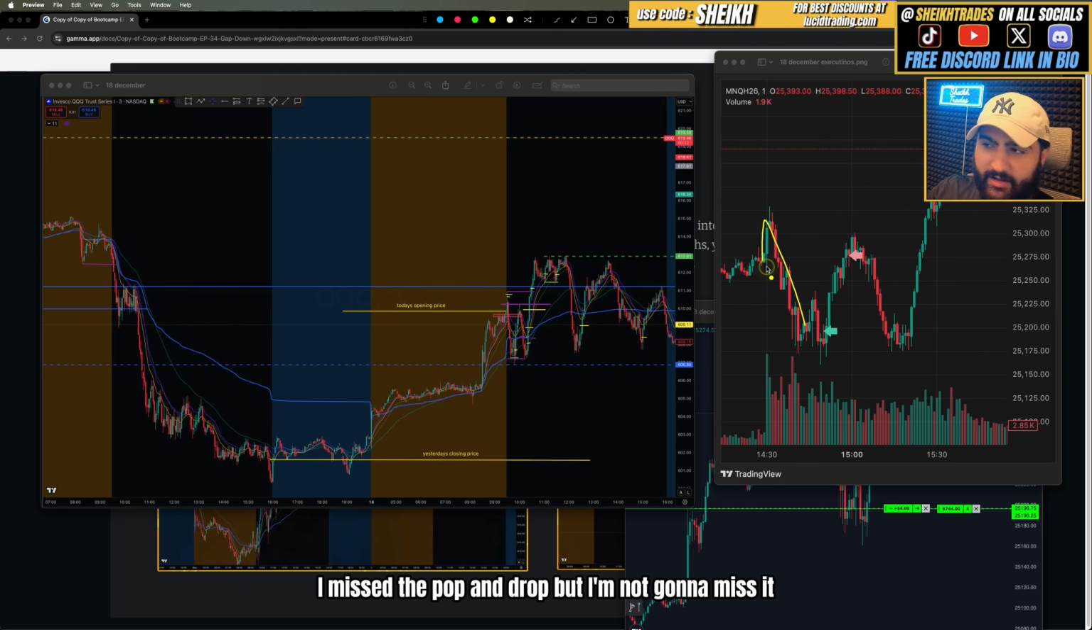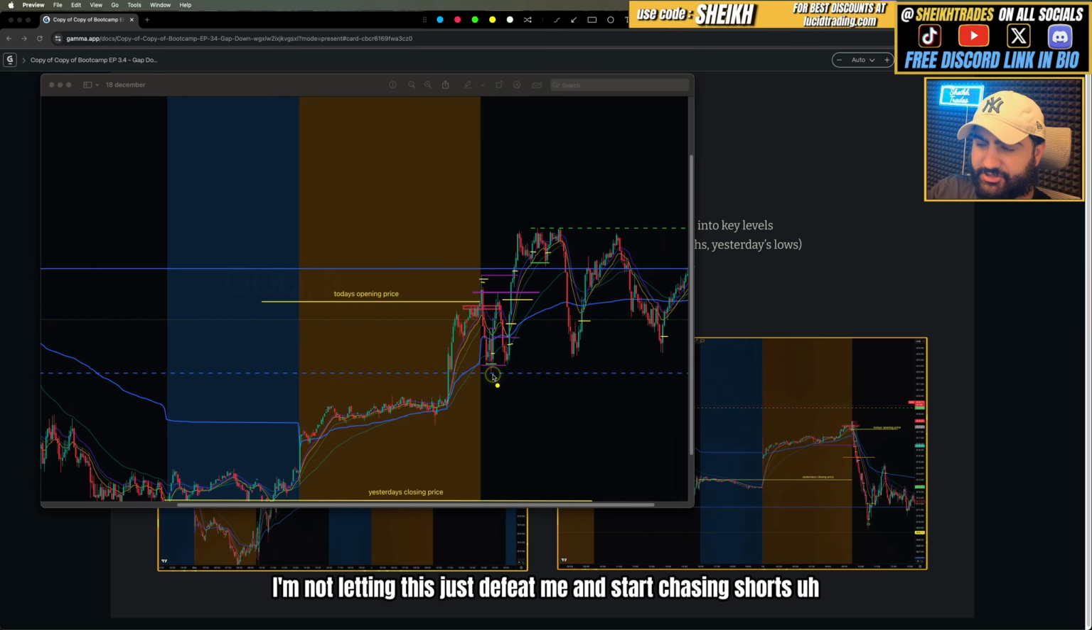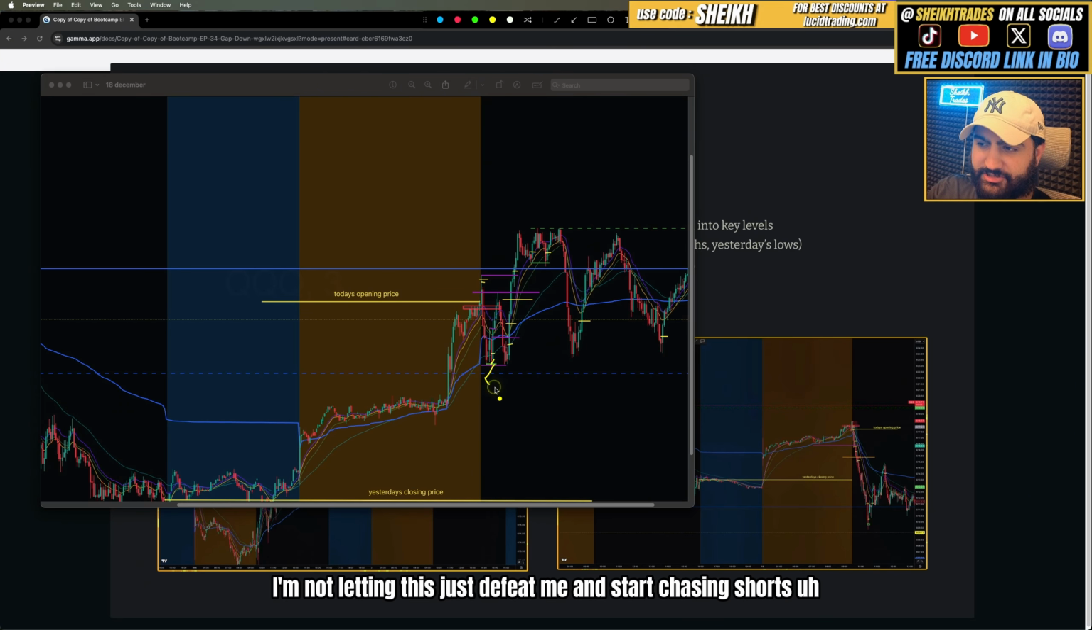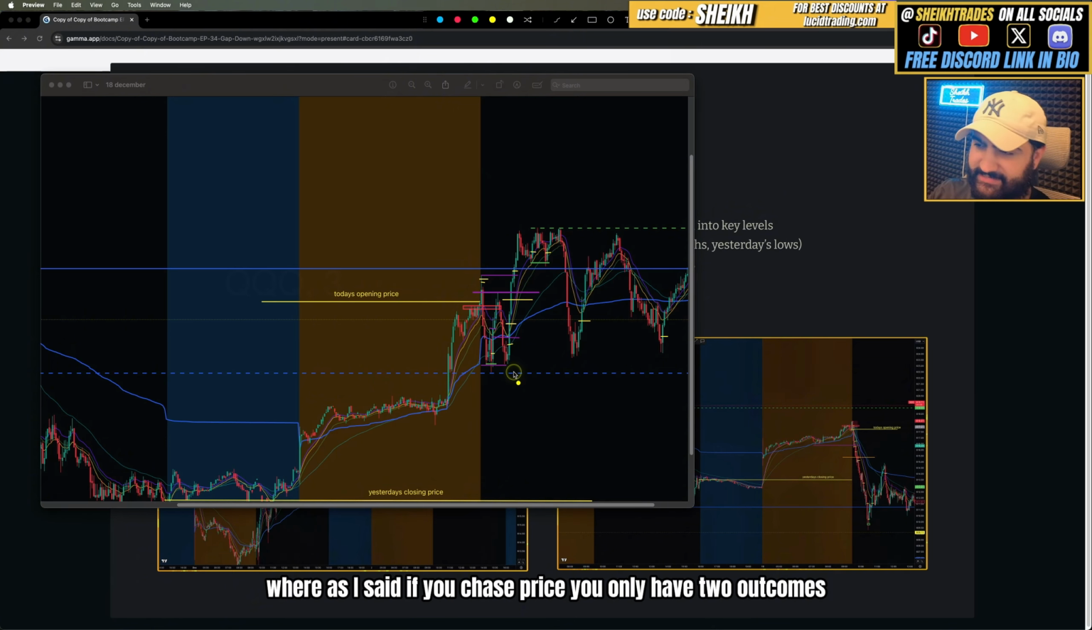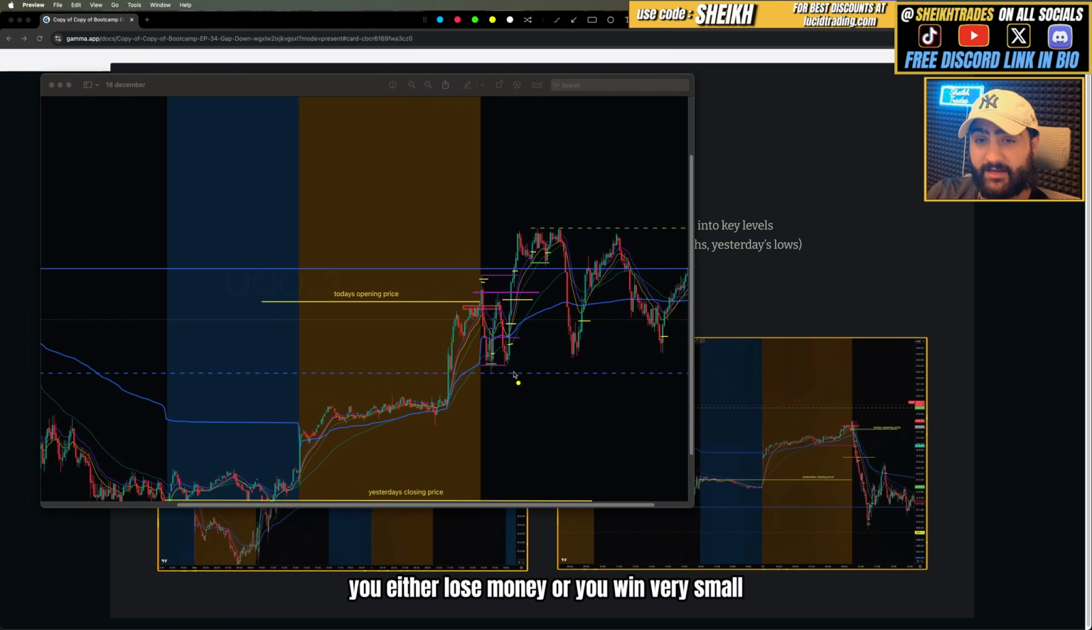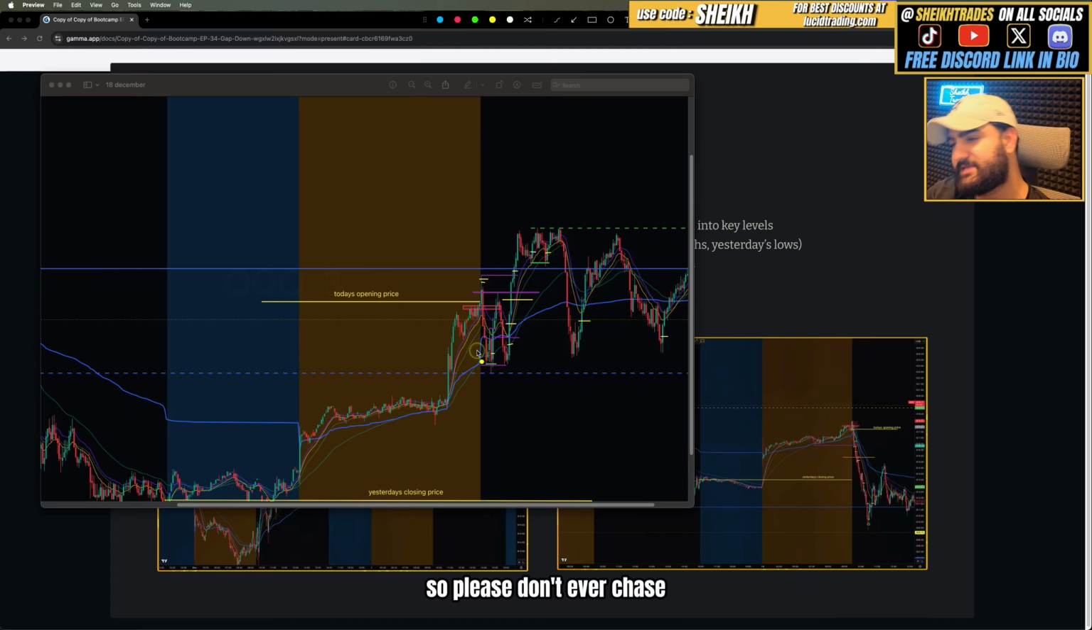And it kind of shows that even though the trade setup doesn't work initially, what's in my mind, I'm not letting this just defeat me and start chasing shorts. As I said, if you chase price, you only have two outcomes. You either lose money or you win very small. So please don't ever chase.